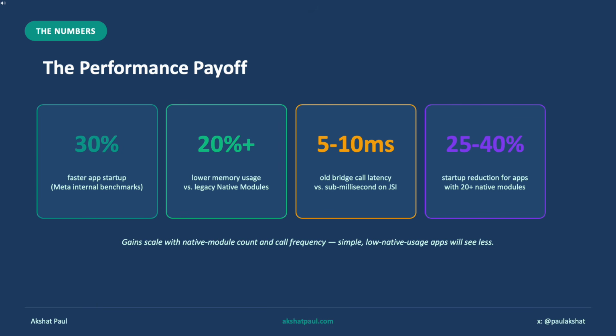And for apps that register 20 or more native modules, published benchmarks show startup time dropping 25 to 40% purely from lazy loading. Now, important caveat. These gains scale with how many native modules you use and how often you call them. A simple CRUD app with barely any native dependencies won't feel this as dramatically, but for anything media heavy, animation heavy, or native call heavy, this is a massive win.